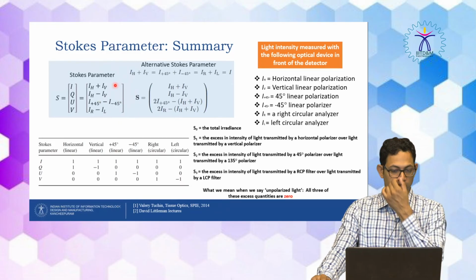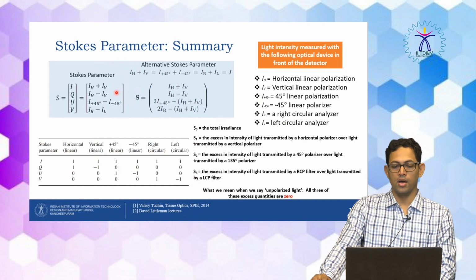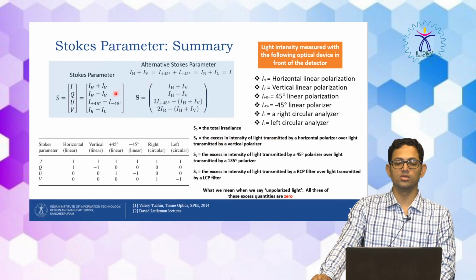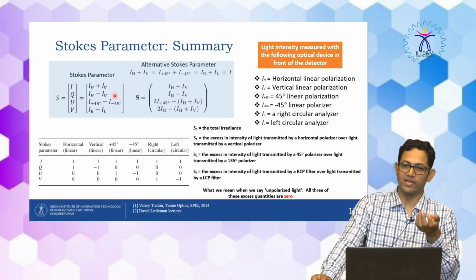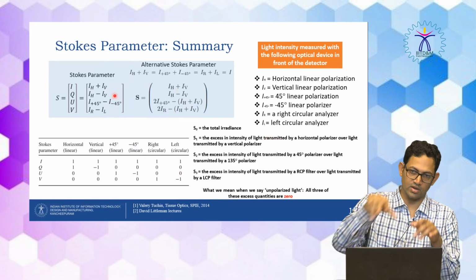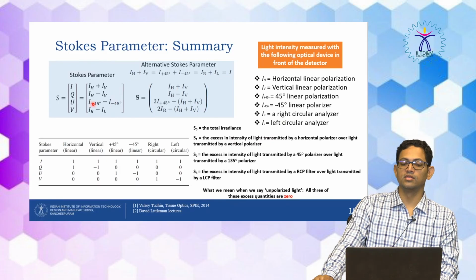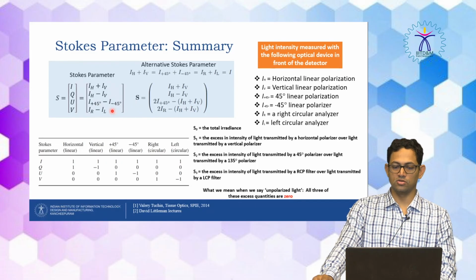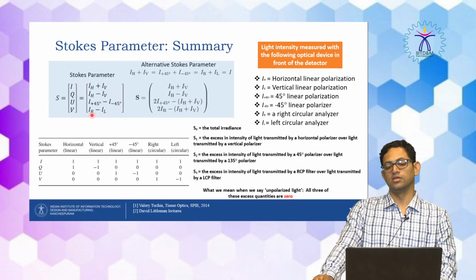S0 is nothing but the total irradiation. S1, that is Q, can be termed as the excess in the intensity of light transmitted by horizontally polarized over the vertical polarized. This is the excess of the light that goes through in the horizontal direction as compared to the vertical direction. Similarly, this is the excess in plus 45 degrees as compared to minus 45 degrees, and this is the excess of right circular polarized as compared to left circular polarized light source. So all these things are excess.